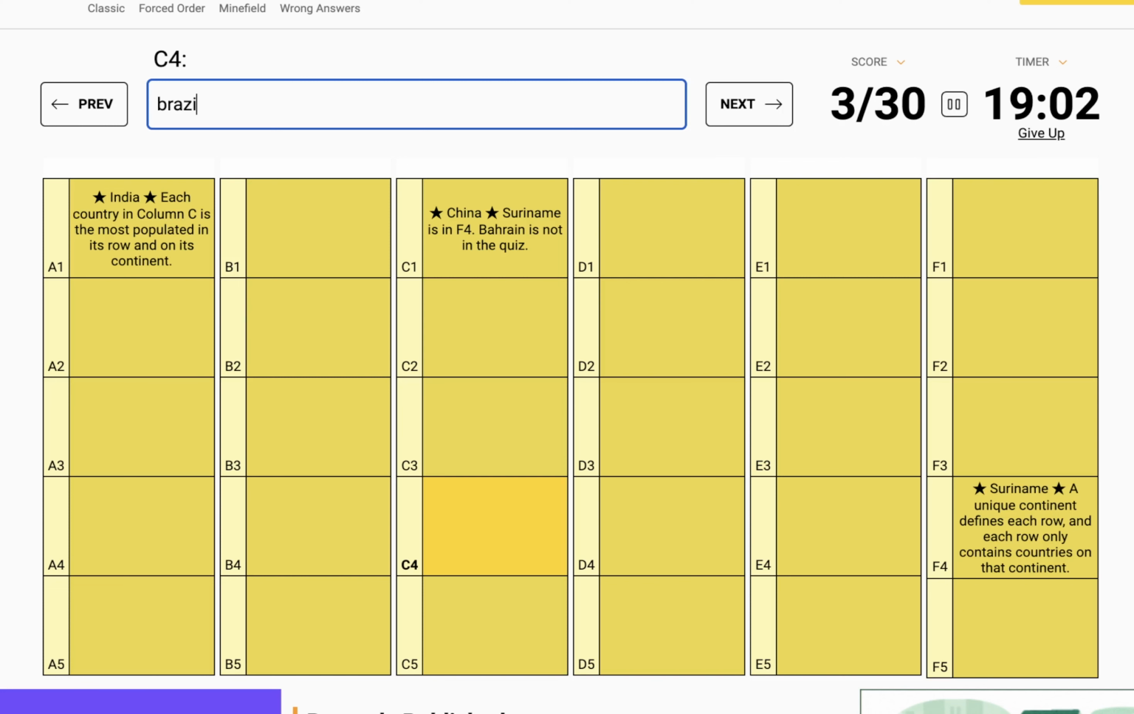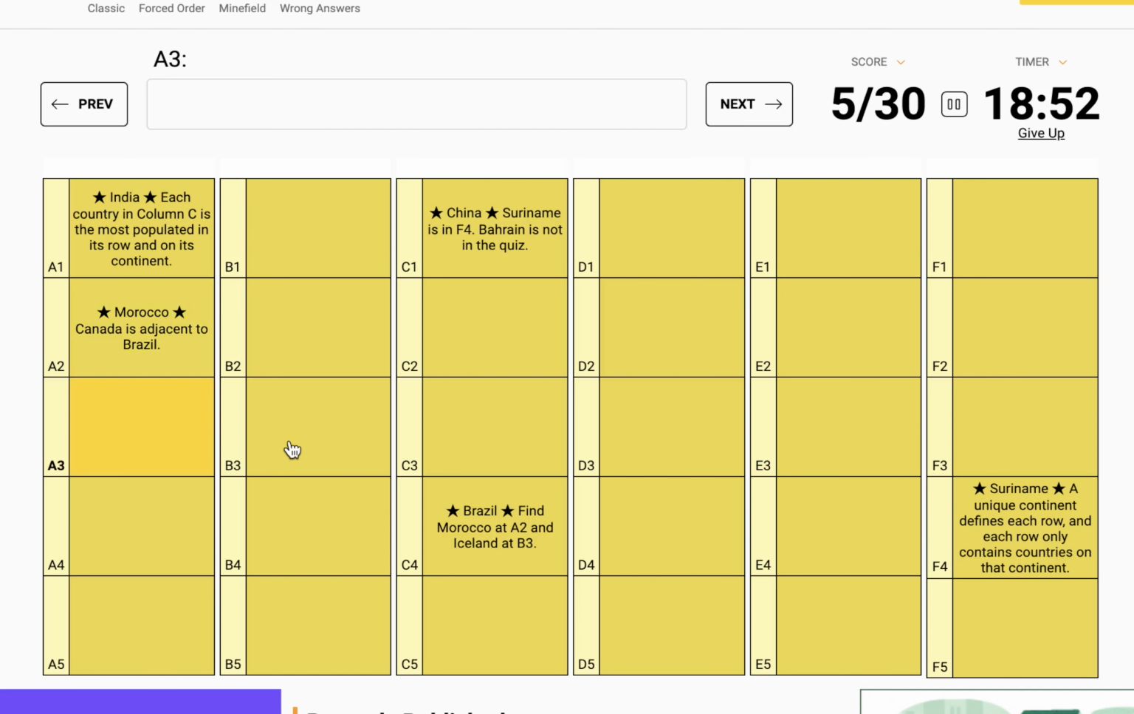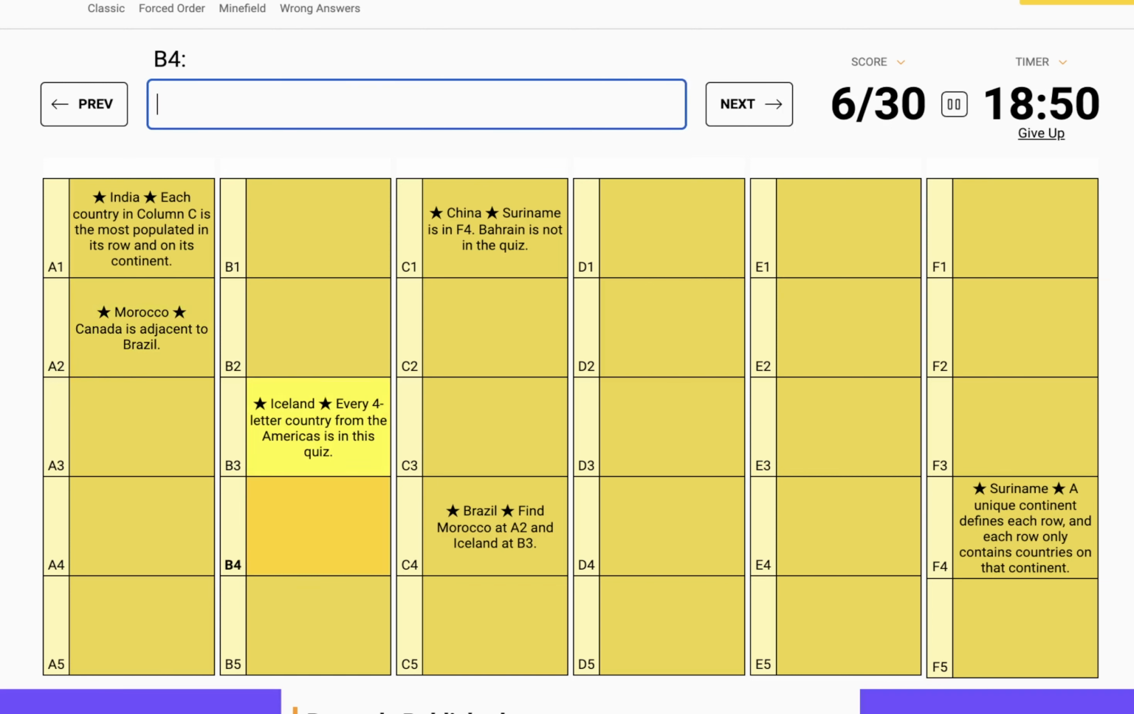populous in South America. Okay, so we have Morocco at A2 and Iceland at B3. Canada is adjacent to Brazil, so it's going to have to be in one of these three squares. Now, I read the rules, and it counts diagonals as adjacents, which I personally disagree with, but it probably worked better for the quiz. Every four-letter country from the Americas is in this quiz.